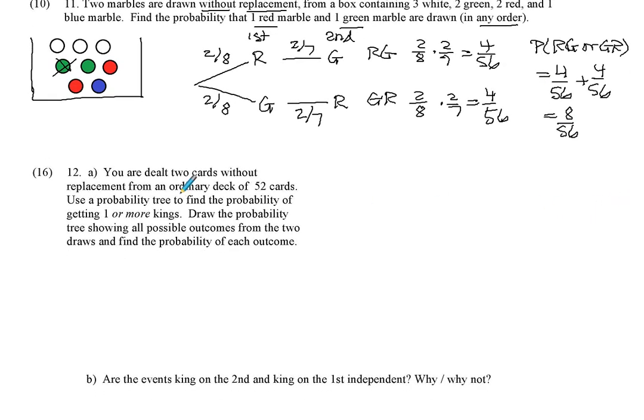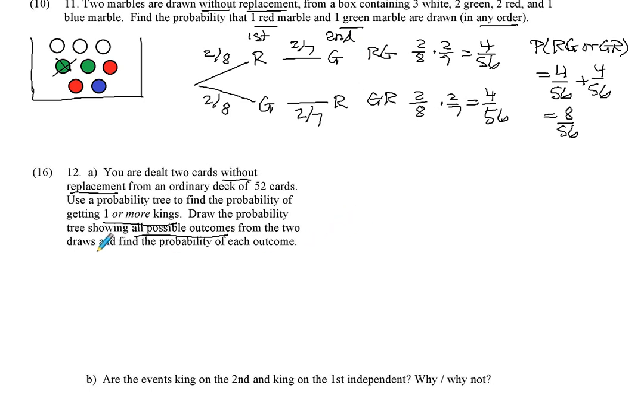And then to finish up, we are drawing 2 cards. So here you're dealt 2 cards, again without replacement. So that decreases the amount available in the second draw. From an ordinary deck of 52, use the probability tree to find the probability of drawing 1 or more kings. Okay, so first we want to try and name some events here. And notice on this one it says draw the probability tree showing all possible outcomes from the 2 draws and find the probability of each outcome. So you got to show everything. Whereas here I didn't say that, so you just need to show what you needed.